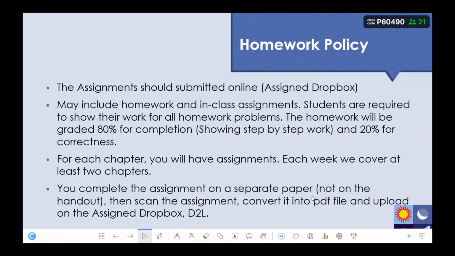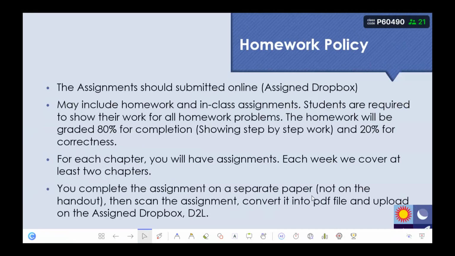So homework policy, I showed you in detail where you can find your homework for each chapter. You download the homework. The homework is a paper, okay? You don't answer on the homework because there is no space to answer. There are just questions. Use a blank paper, okay? And answer those questions in a blank paper. Scan it and upload again in your assigned Dropbox.